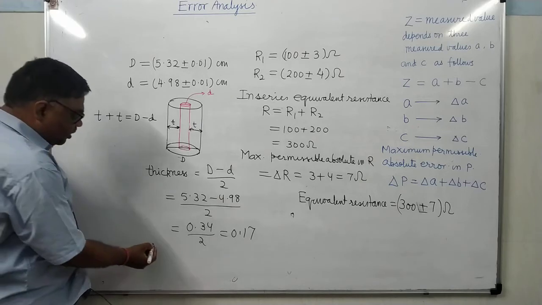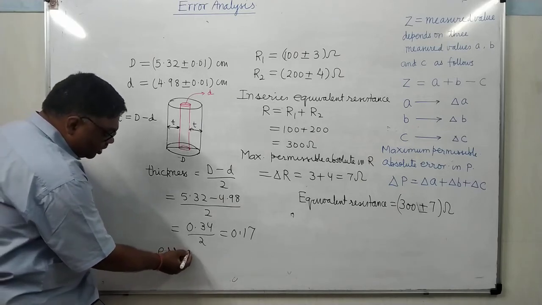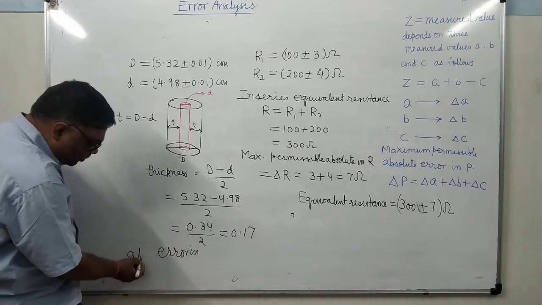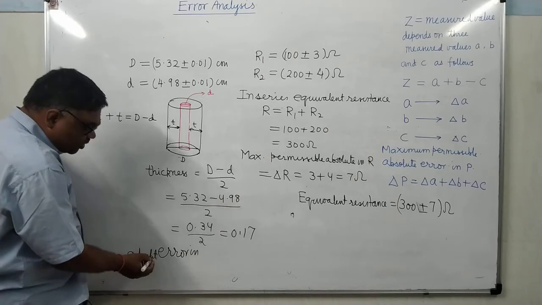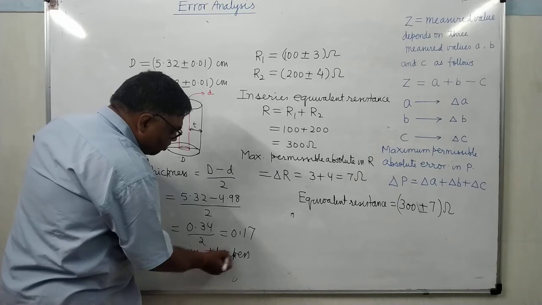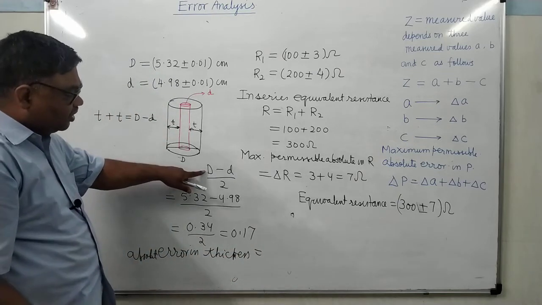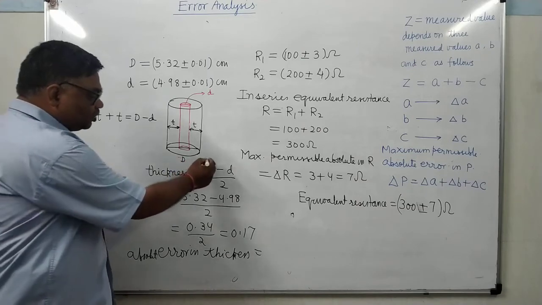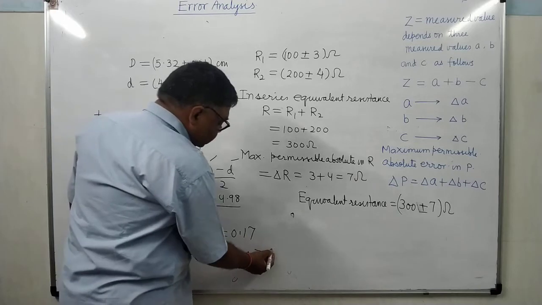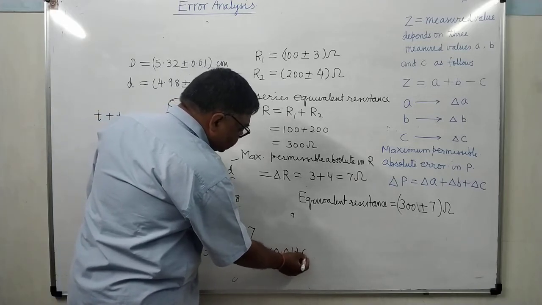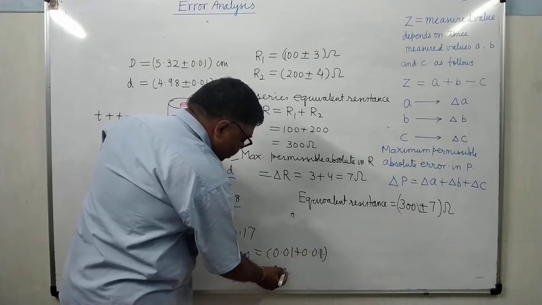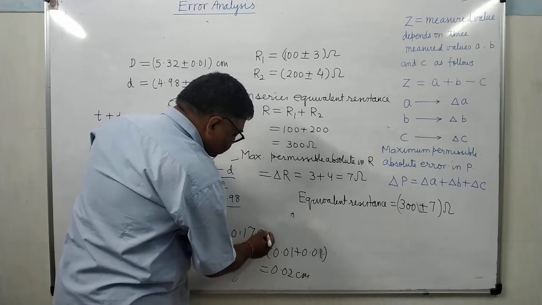Then what will be the error here? The maximum permissible absolute error in thickness will be equal to the sum of the absolute errors caused in this as well as in this. We will add both of them. So it will be 0.01 plus 0.01, that is equal to 0.02 centimeter. This is also centimeter.